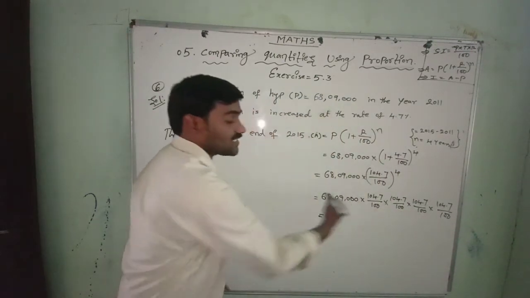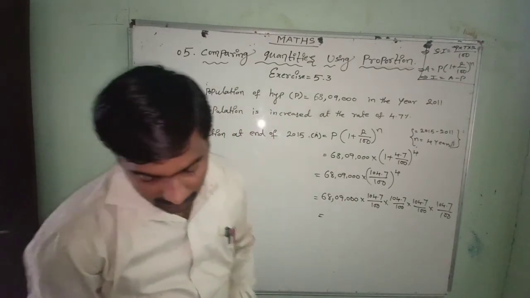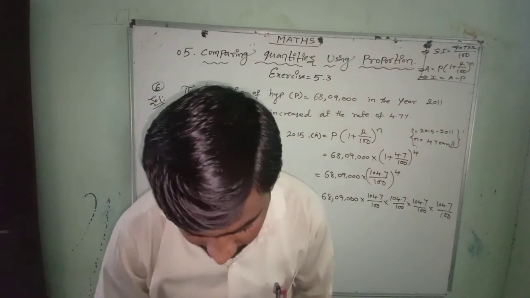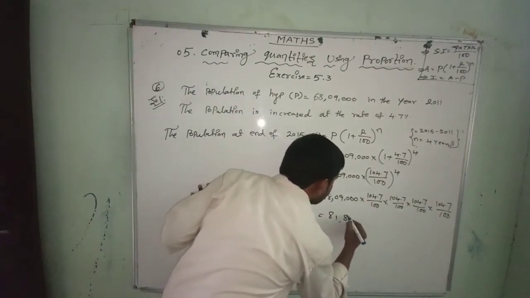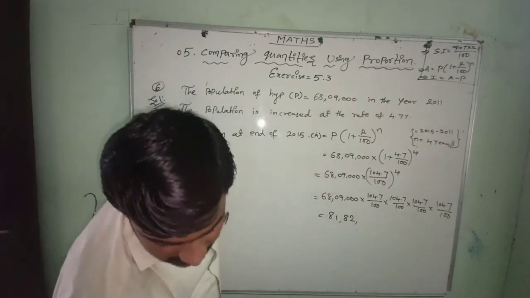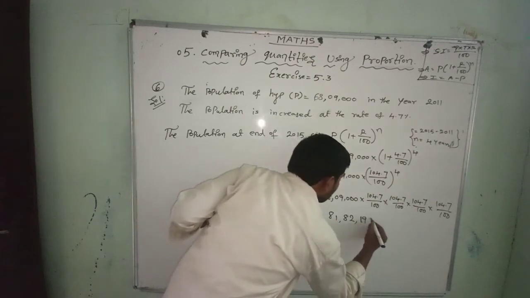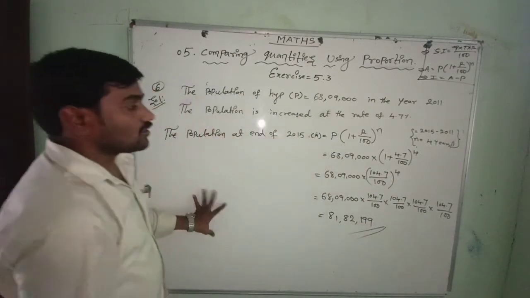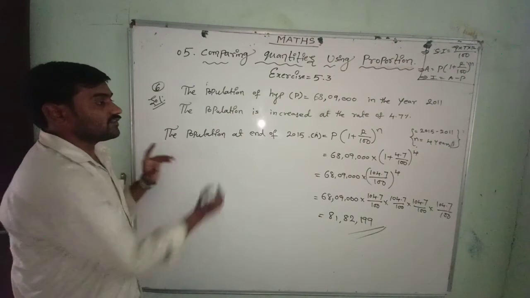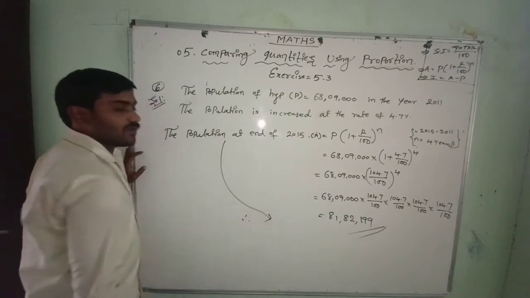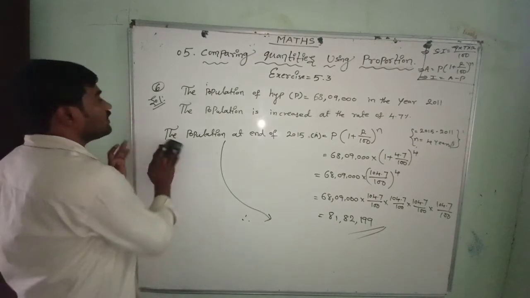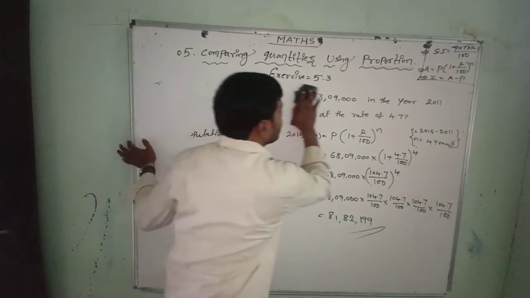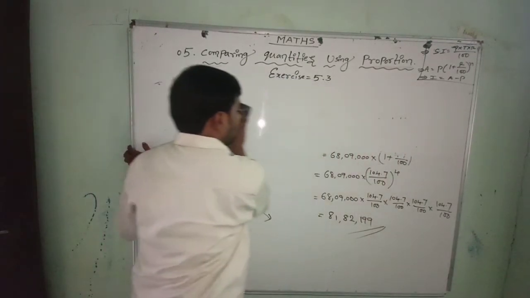Now you cancel this completely. If you cancel this completely, we will be getting the answer 81 lakhs 82,199. So this will be the population at end of 2015. Therefore at end of 2015 the population becomes 81 lakhs 82,199.